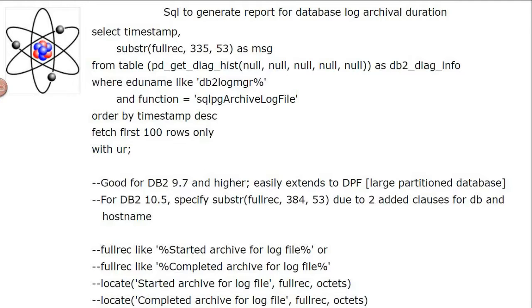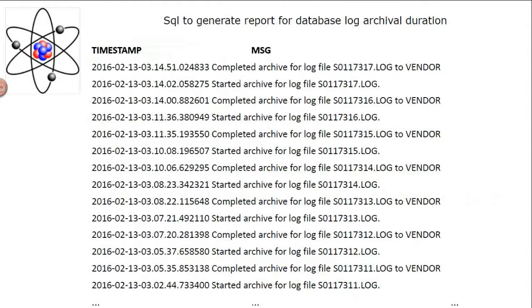So you could select the timestamp, the portion of that message from the db2diag.log file, and give some filter criteria to just get the records of interest. So here, for example, we give an EDU name of db2 log manager and the function for archive log file. And a sample report is like this. This is ordered in descending order, so the most recent entries are at the top.